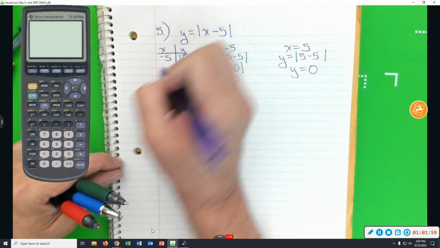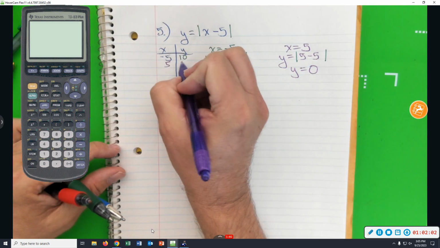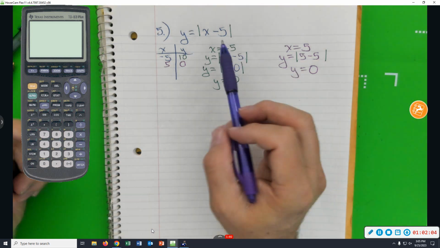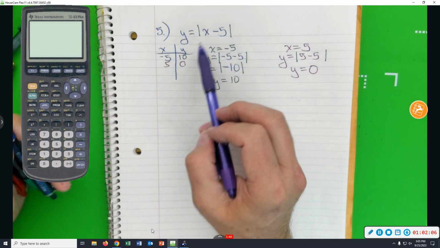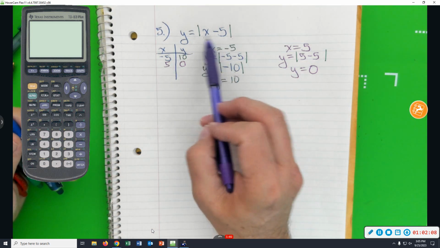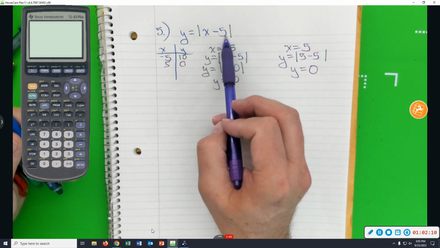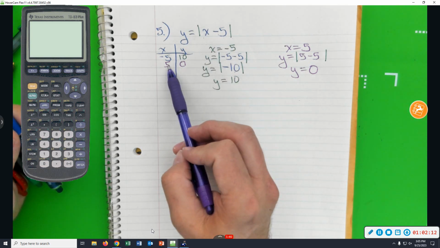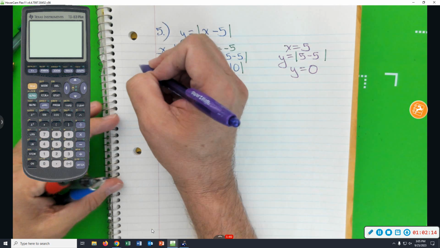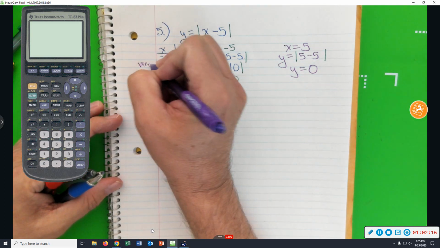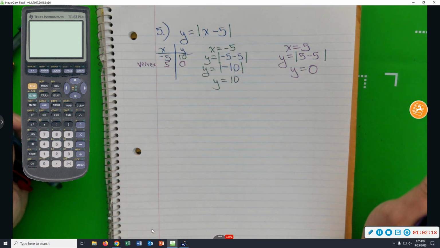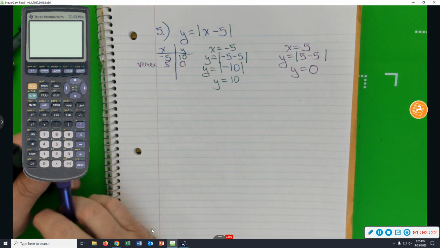So, remember we said that the vertex occurs when the inside stuff is equal to 0. So, this point we just found, that's the vertex. I'm telling you right now, that's going to be the point they want you to plot first. So make a note that that's the vertex.